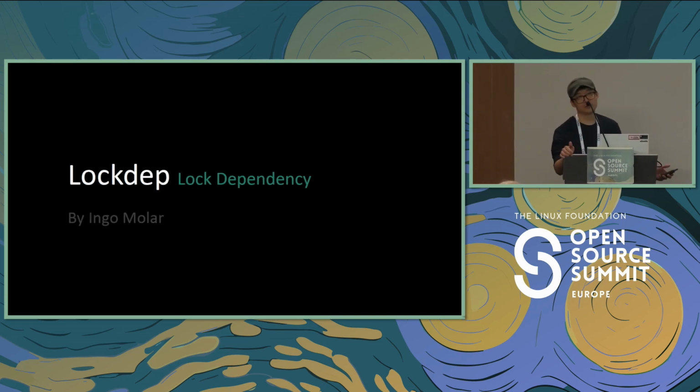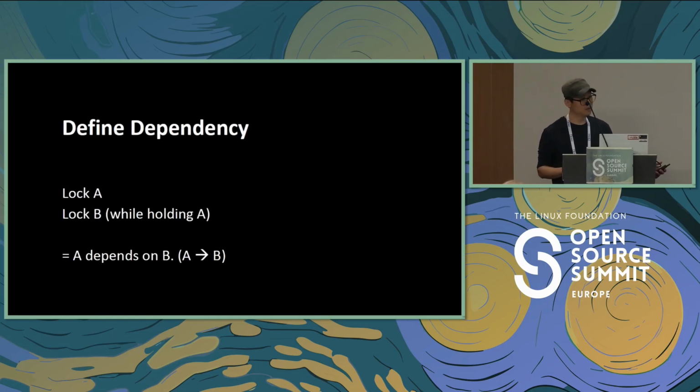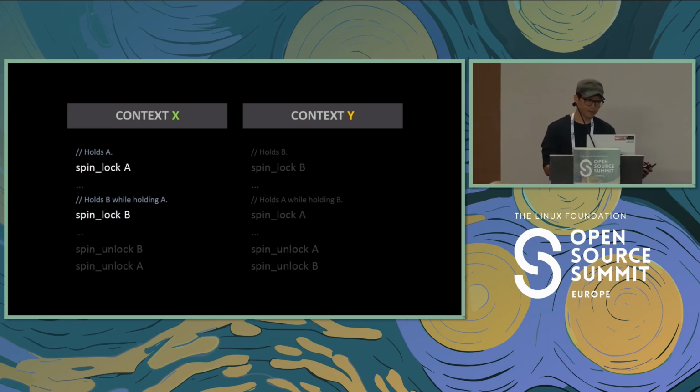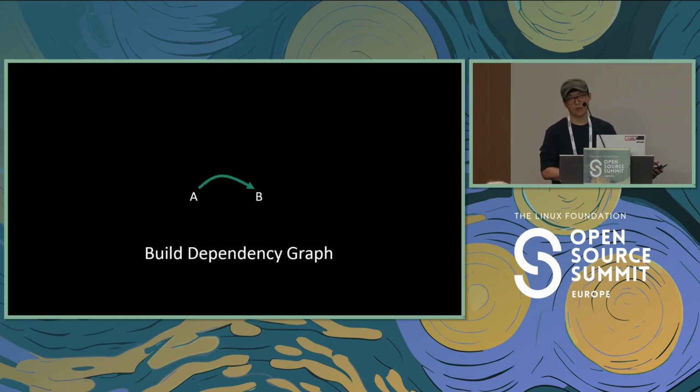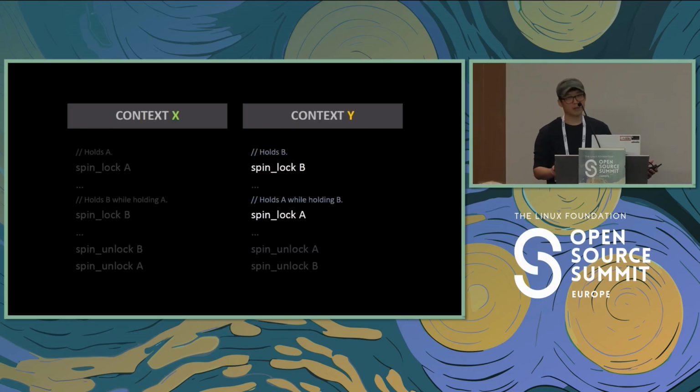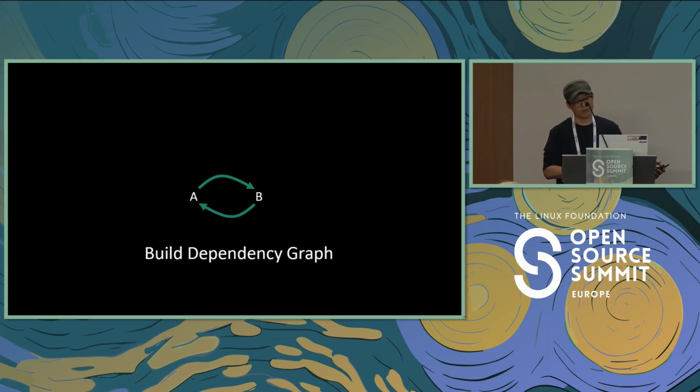The first tool I'd like to introduce is Lockdep, developed by Ingo. Lockdep defines dependency this way. When acquiring lock A and then lock B while holding A, it indicates that A depends on B. So in the example that I showed you earlier, by the definition, context X has an A to B dependency, and that can be added to a graph data structure in global space. And similarly, context Y has a B to A dependency that can be added to the graph.